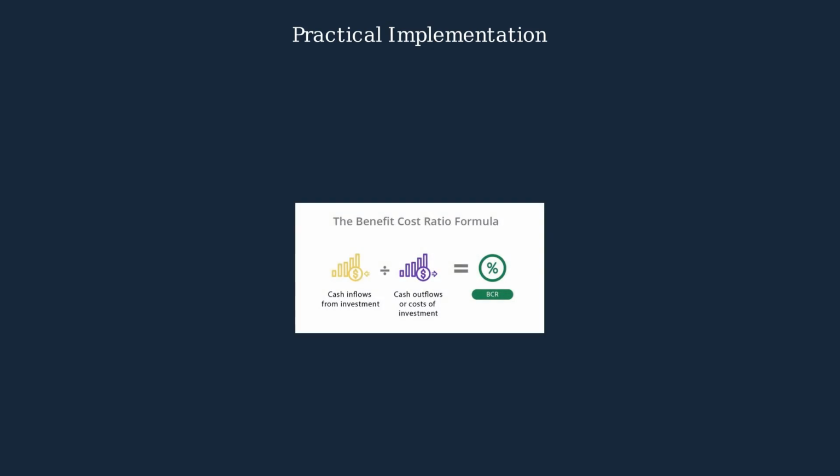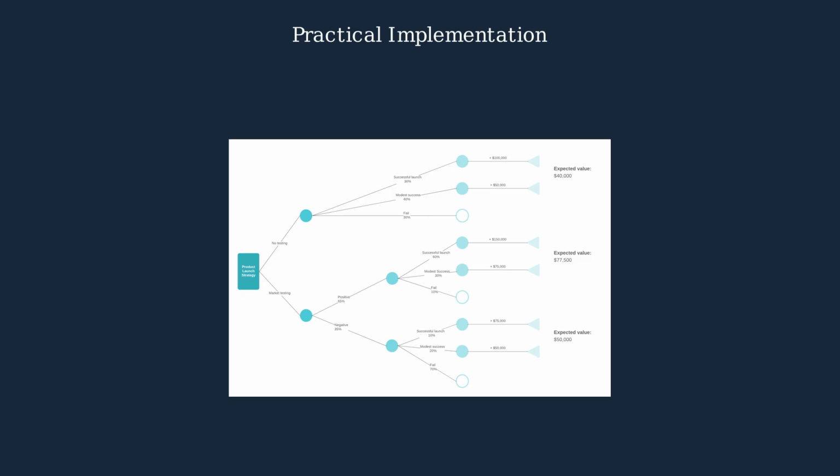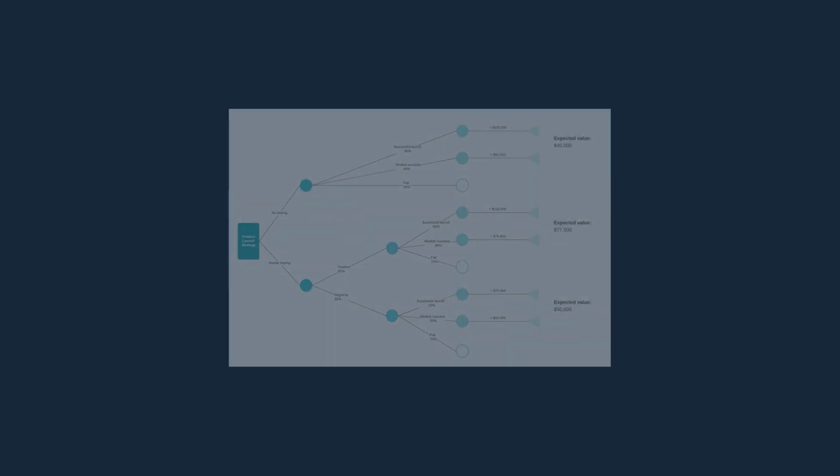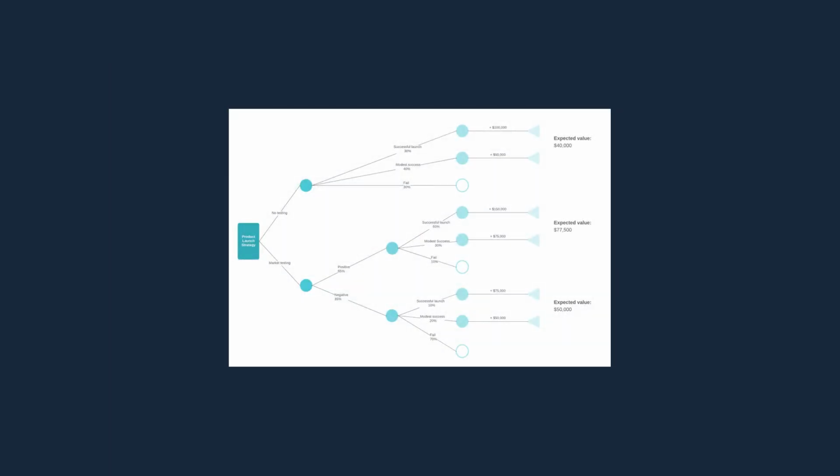Let's look at a concrete example of cost-benefit analysis. This decision tree shows how we can evaluate different strategies by calculating expected values based on probabilities of various outcomes. To summarize, when applying the CBA formula, we systematically compare the monetary value of all benefits against all costs. Remember, an intervention is economically beneficial when the total benefits exceed the total costs. Cost-benefit analysis allows policymakers to make evidence-based decisions by systematically evaluating the economic impact of different options.